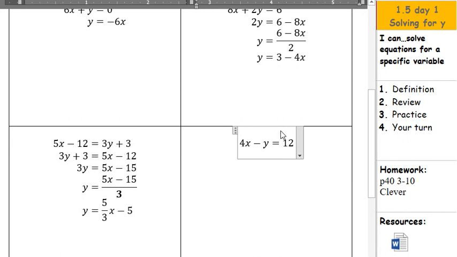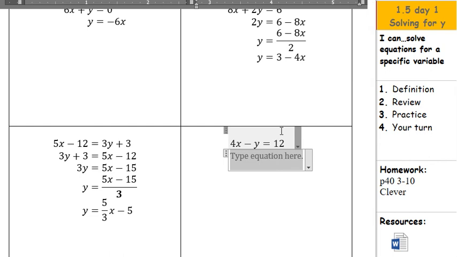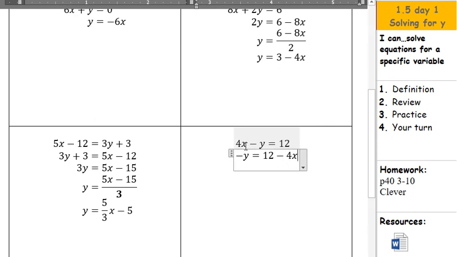Okay, here, if I have 4x minus y equals 12, I subtract 4x from both sides, but the negative on the y needs to stay with it. So see that? I subtract 4x because the 4x is positive. So now I have a negative y.